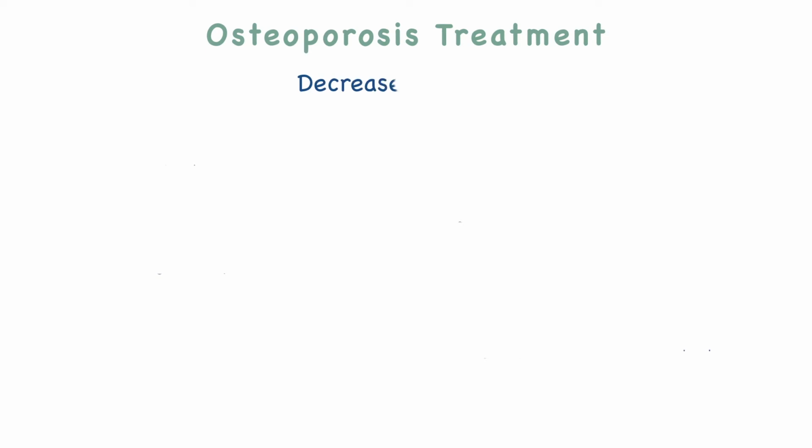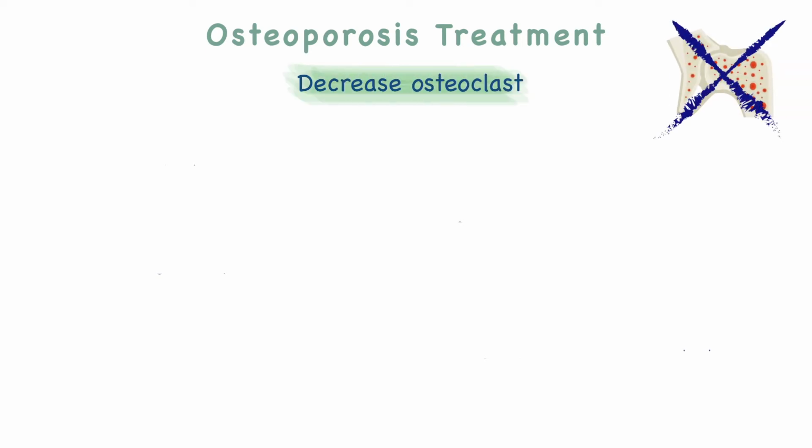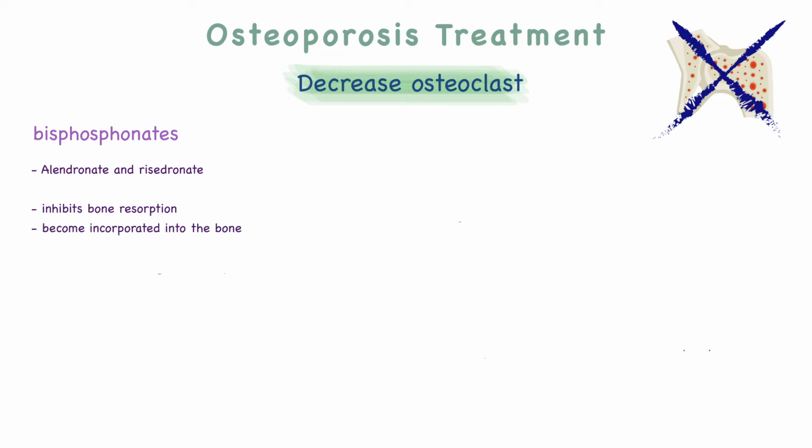Then we need to decrease osteoclast activity, so we have bisphosphonate, denosumab, and calcitonin. For bisphosphonates, like alendronate and risedronate, they inhibit bone resorption, which means they decrease osteoclast number and activity, and they become incorporated into the bone, giving them a long biological half-life of up to 10 years. Alendronate can be given weekly, while risedronate can be given monthly or weekly.